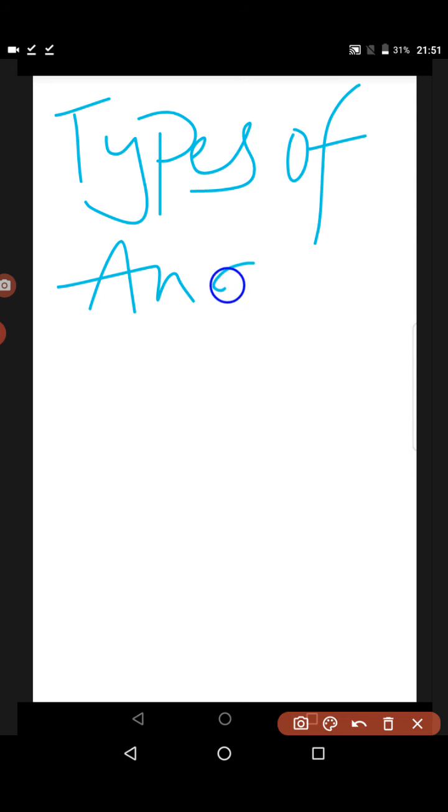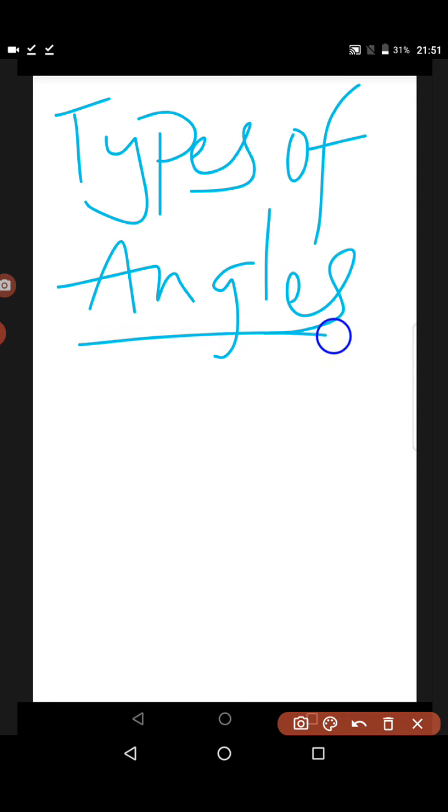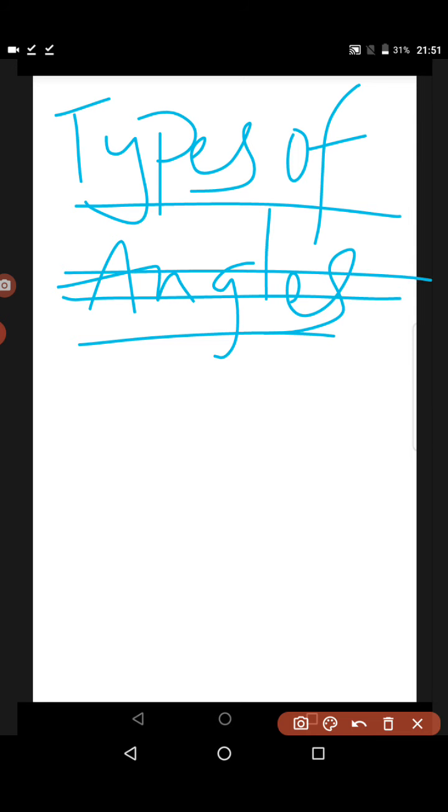Before moving on, I have one more small topic, that is types of angles in a quadrilateral. Types of angles in a triangle we already know, that is acute angle and so on. But let's check in a quadrilateral. I'm sorry, types of quadrilaterals.